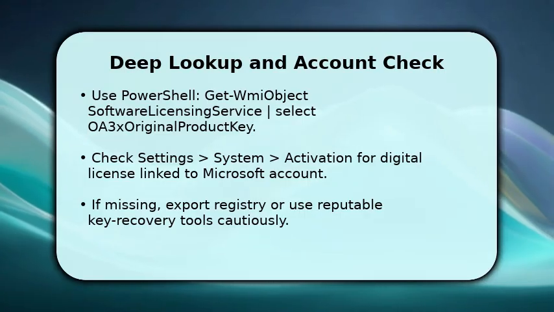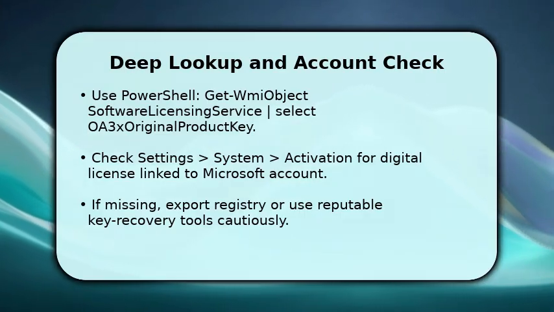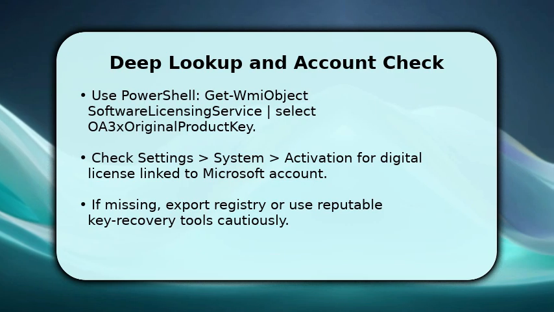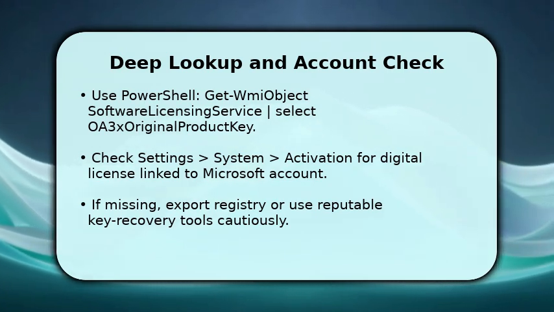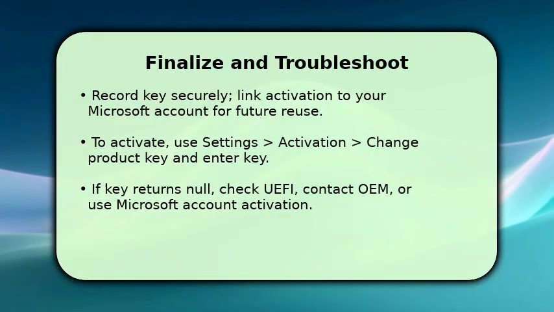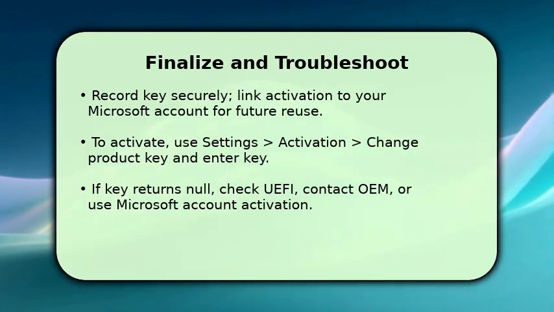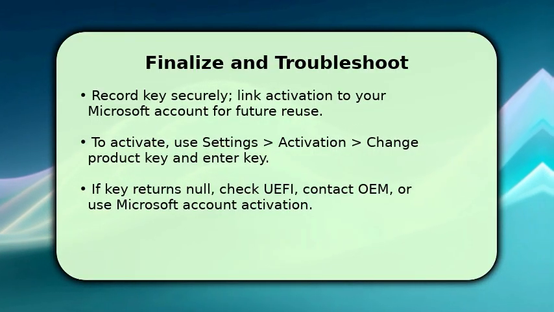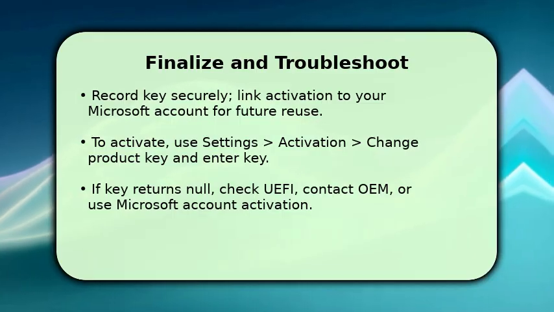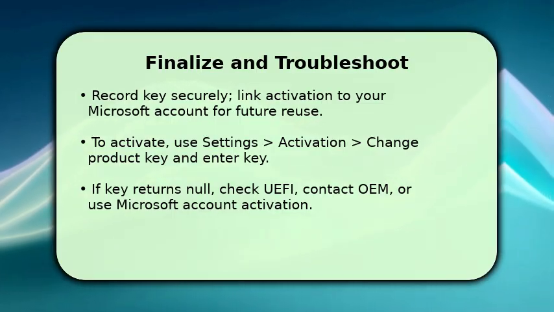If you still need a key, consider exporting the Registry Software Protection Platform backups, or once you retrieve a key or confirm a digital license, store that information in a secure password manager and sign into Windows with your Microsoft account so the license links to your identity. This prevents future loss. To apply a key, open Settings, Activation, select Change Product Key, and paste the key, then follow activation prompts.